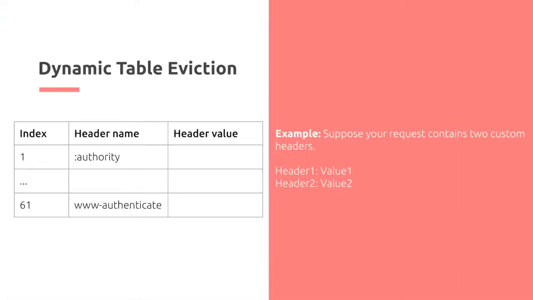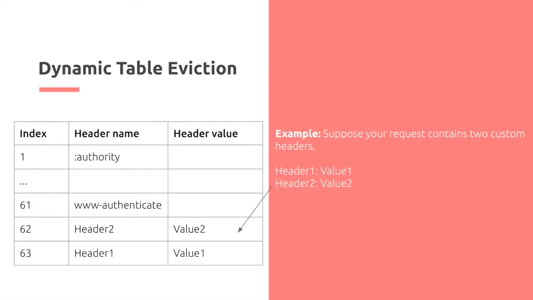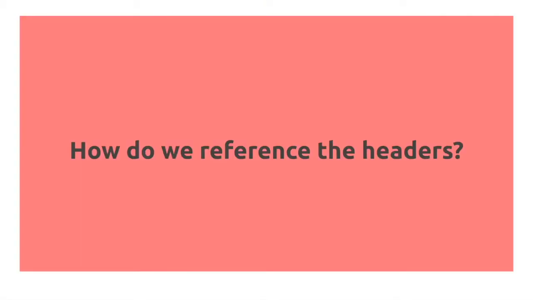So this algorithm is based on incremental indexing. If we start off with the static table and then we get a request with two headers, header 1 and 2, at first header 1 will be added at index 62, but once you read header 2, header 1 will be incremented by 1, moves to index 63, and then 62 will be header 2. Since TCP has guaranteed order of delivery, the order will be preserved across the client and the server.